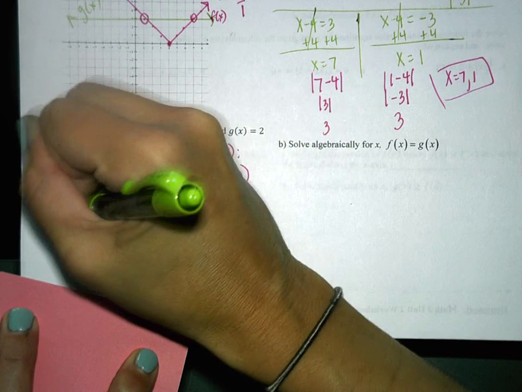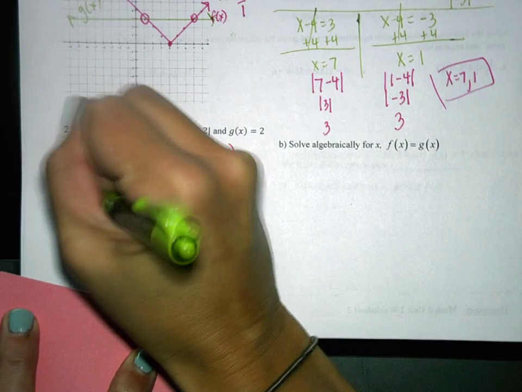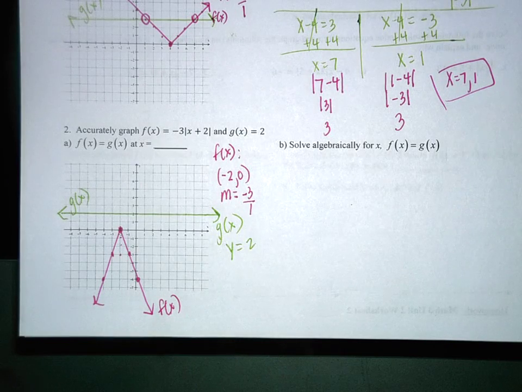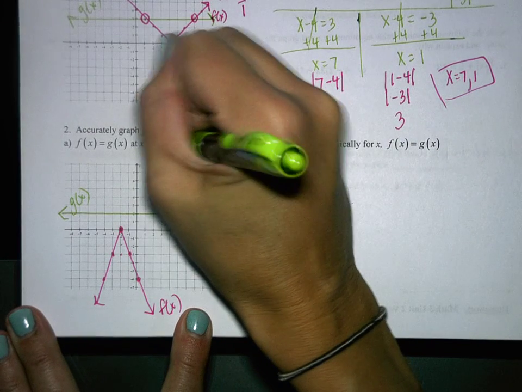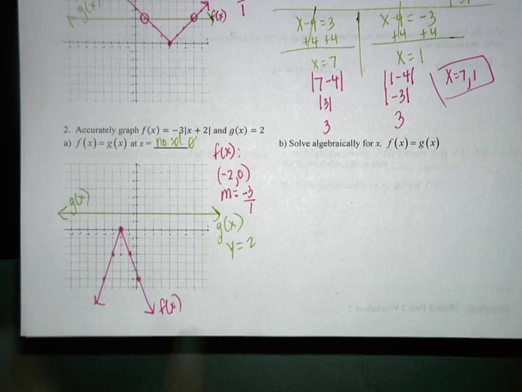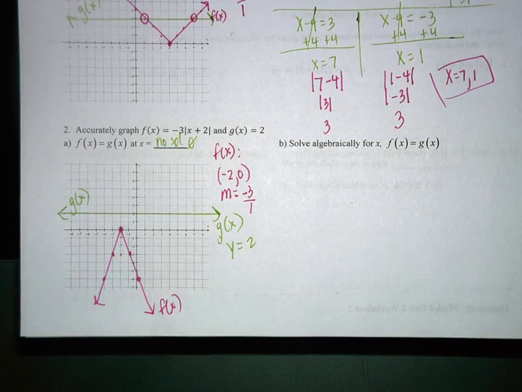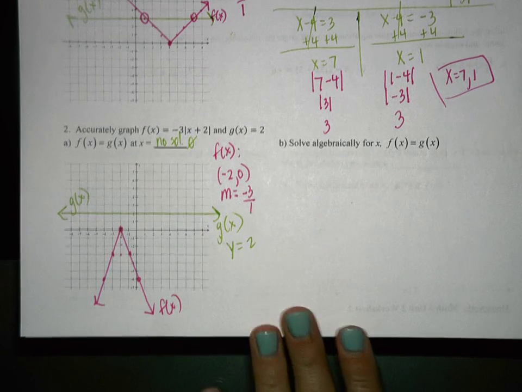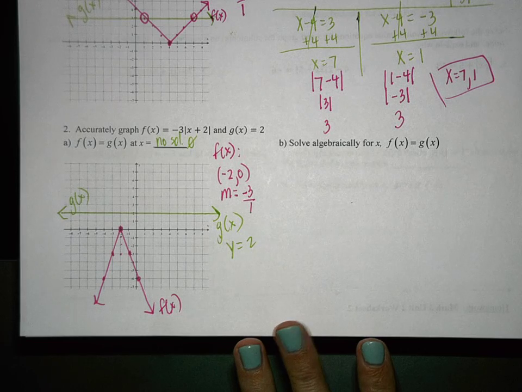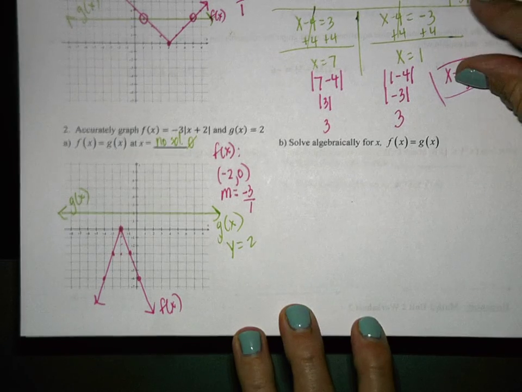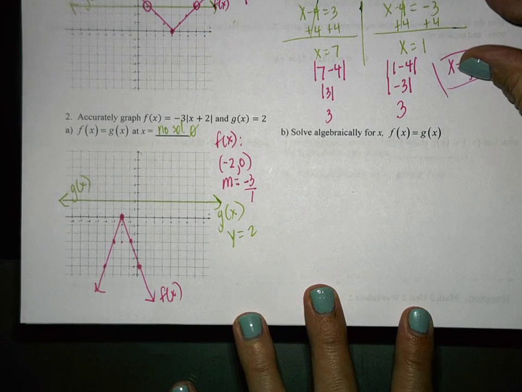And where do these two graphs intersect? They don't. So this one is no solution. Or if you want to write a 0 with the line through it, that also works. And so when we do this one algebraically, let's see what a no solution problem would look like. Are you guys ready? Okay.